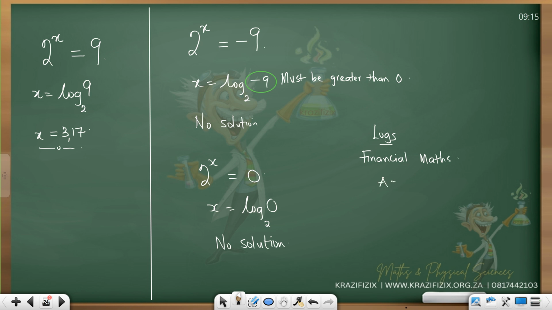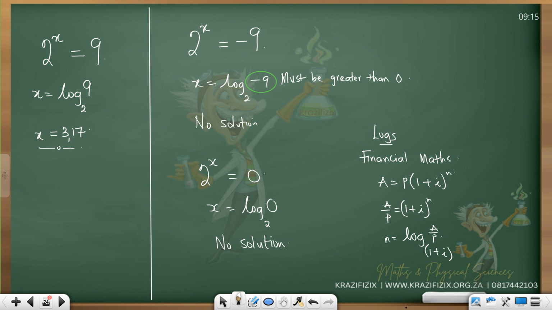Why? You'll be doing something like A equals P(1 plus i) to the power n, and you need to look for n. So what do we do? Divide both sides by P. All right. Now, if I'm looking for n, do you see n is an exponent? Oh, so I'm going to bring logs in. Log of (1 plus i) with a over p.